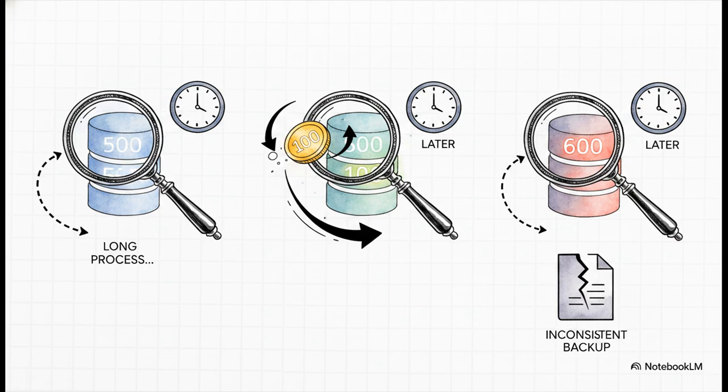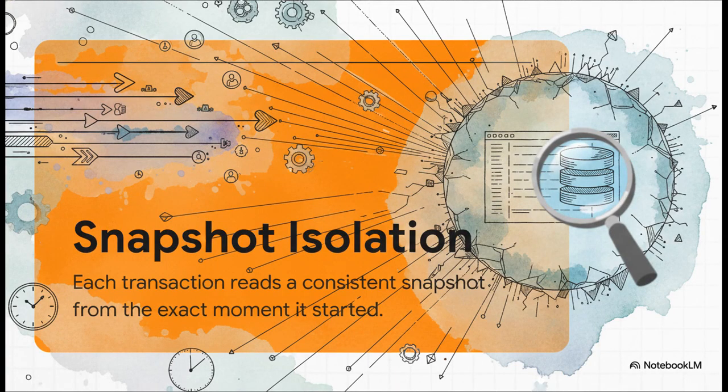Imagine you're taking a backup of a huge banking database, which takes hours. You read an account, it has $500. Moments later, a totally separate transaction transfers $100 into it and commits. If your backup reads that same account again later in the process, it sees $600. Your backup is now internally inconsistent. For things like analytics or backups, you absolutely need data frozen perfectly in time. And that is exactly what Snapshot Isolation solves.